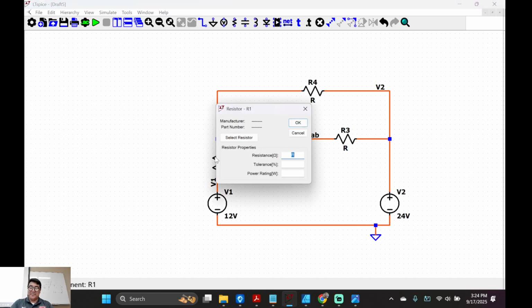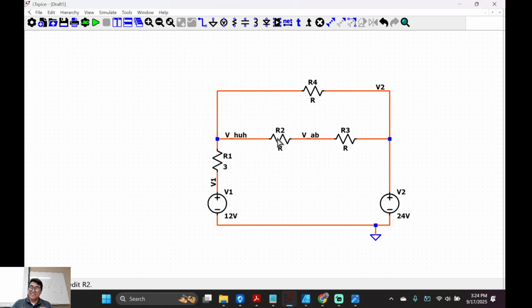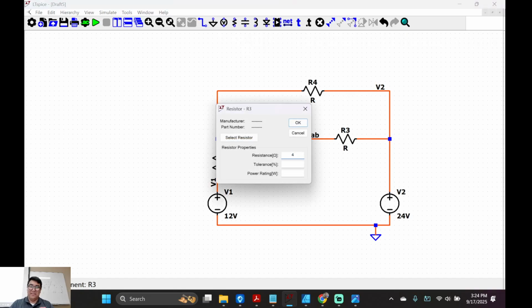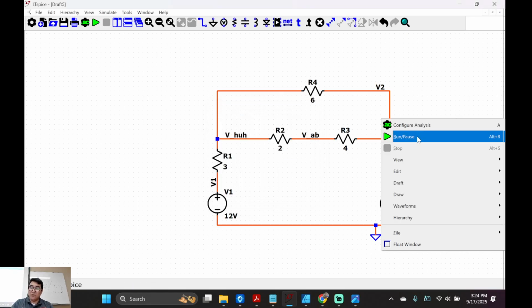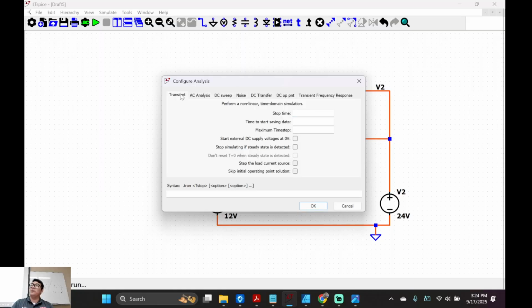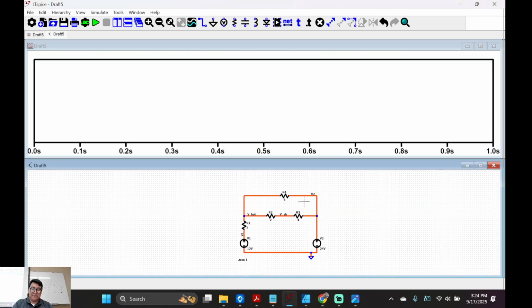Okay. 3, 2, 4, and 6. All right, you ready? So I'm gonna run, and you can do it transient. I like transients because nice, funny colors. I'm gonna do 1 second. Just run the circuit. That's it.